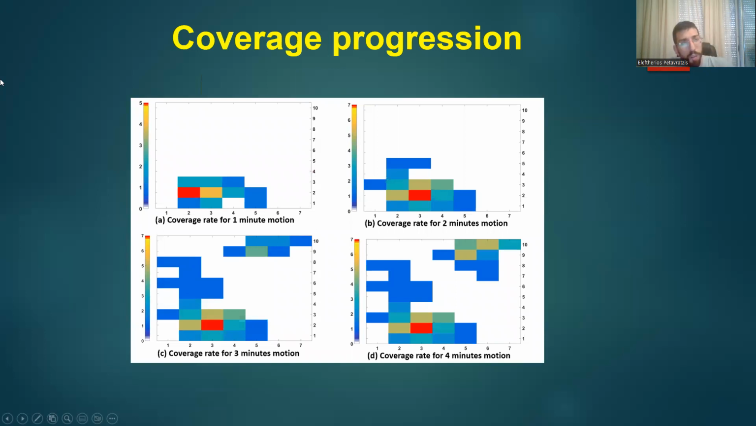Here I'm going to show you the coverage progression of our method. We measure the coverage rate in each minute of our study, and you can notice that the coverage rate is becoming greater with each minute that passes. And at the left bar of each figure, you can notice that it is actually the number of visits in each cell.